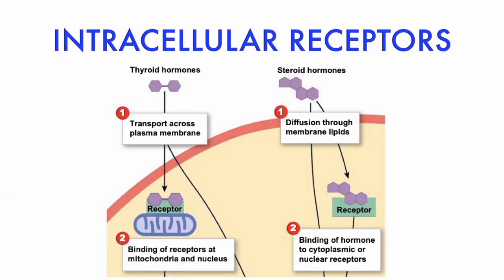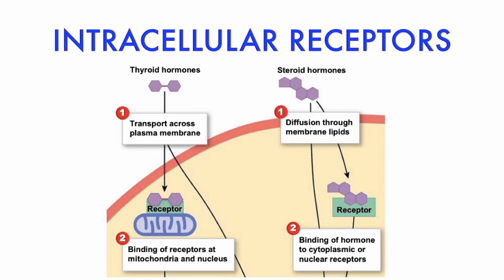The second type of receptors are the intracellular receptors. They're floating around in the cytosol, in the cytoplasm. Although your steroids and your eicosanoids are hydrophobic, they still may bind to transmembrane receptors, but they can also pass right through the phospholipid membrane, where intracellular receptors are waiting in the cytoplasm.